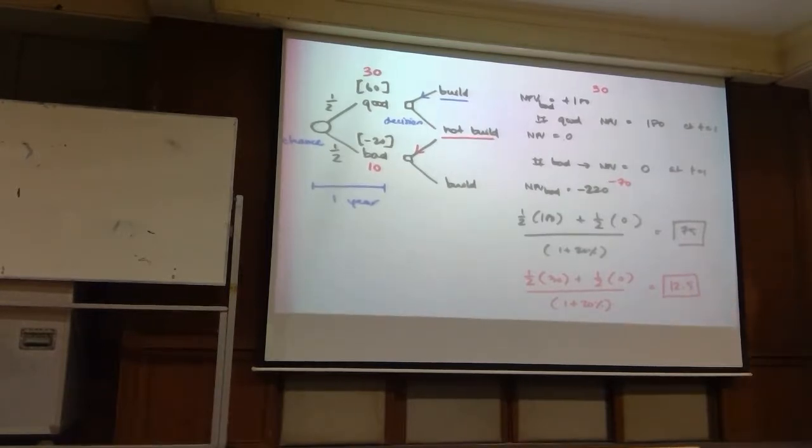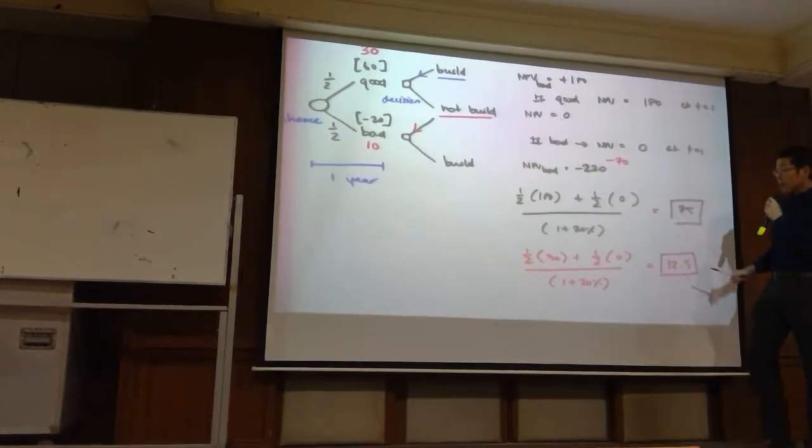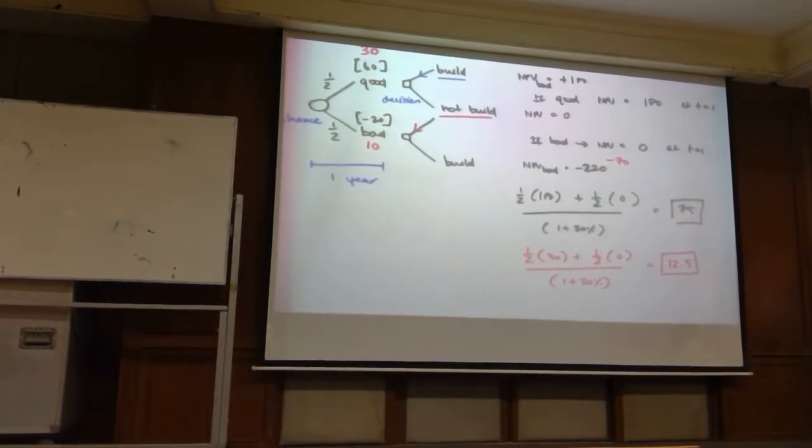Now don't compare this with the 21.7, because that was associated with these numbers. So what do you compare this number with? This number. 75 is greater than 12.5. 75 is more valuable than 12.5. So what's the difference between the first number in black and the second number in red? You take the expected value of the cash flow, it's still 20. The average of minus 20 and 60, or the average of 10 and 30, is still 20.